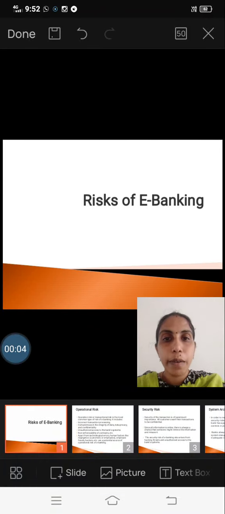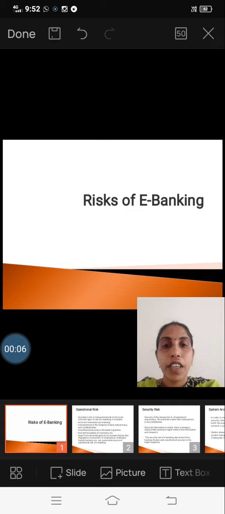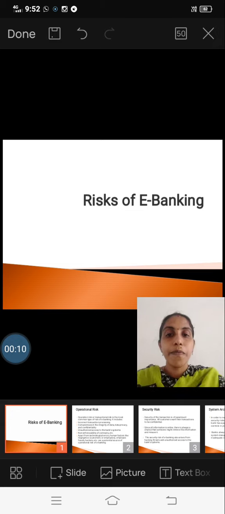Today we are going to talk about risks in e-banking. There are various kinds of risk involved in e-banking. So banking is being done by electronic means, and today we are going to see what risks we have to face while we are doing our banking transactions online.